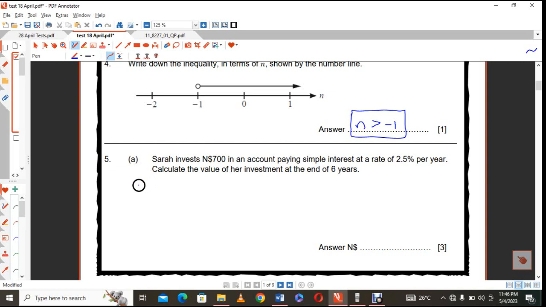So you're going to say the investment, the value of the investment, which is like the total amount, would be that simple interest, which is 700 times the rate of 2.5% times the duration, in this case 6 years. And once you have that, you're going to add 700 more because you want to find the value of the investment.